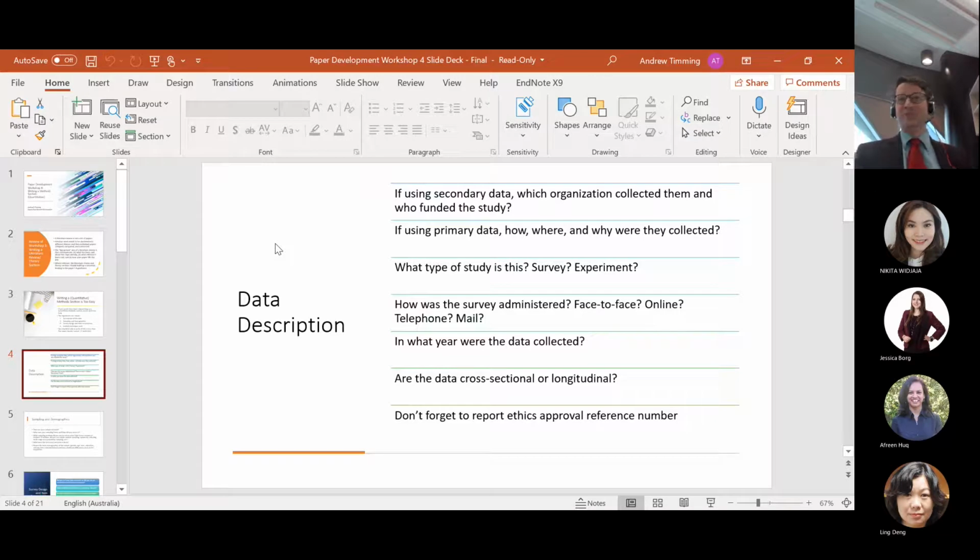If you're using primary data, that is to say data that you've collected on your own, then you would need to identify certain information for the reader on how those data were collected, right? What method of data collection did you use? Where those data were collected. So what are the parameters of your population? Is this a US sample? Is this an Australian sample? And why they were collected. So what was the purpose? What were you trying to achieve when you administered this particular survey?